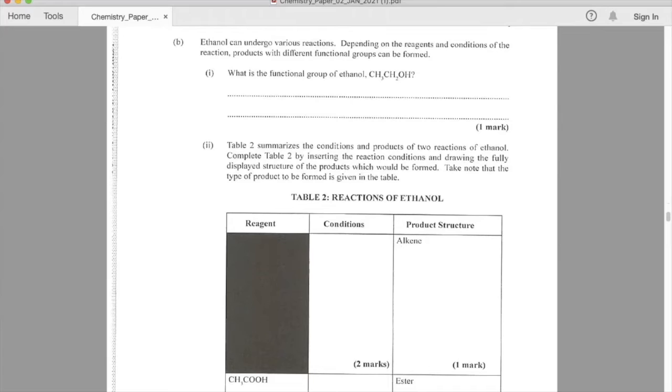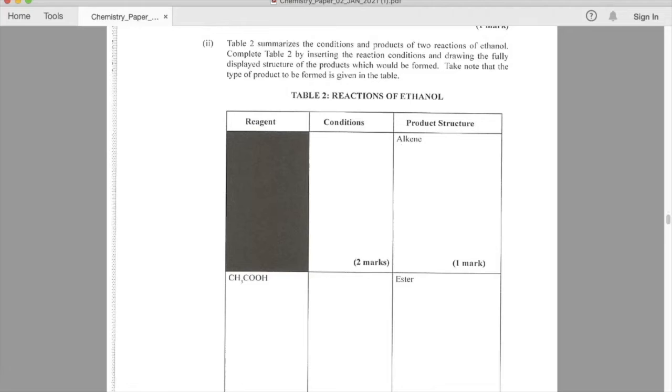Part B. Ethanol can undergo various reactions. Depending on the reagents and conditions of the reaction, products with different functional groups can be formed. What is the functional group of ethanol? And don't mind the lines that are there, you're just going to write the OH. That's the functional group. Right. So that's the OH group, and we will just move right along. Table 2 summarizes the conditions and products of 2 reactions of ethanol. Complete table 2 by inserting the reaction conditions and drawing the fully displayed structure of the products which would be formed. Take note that the type of product to be formed is given in the table.